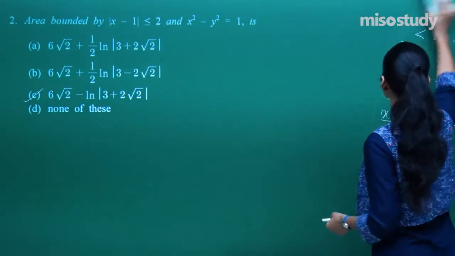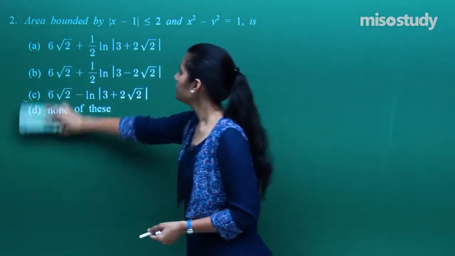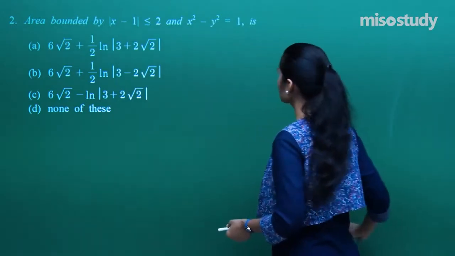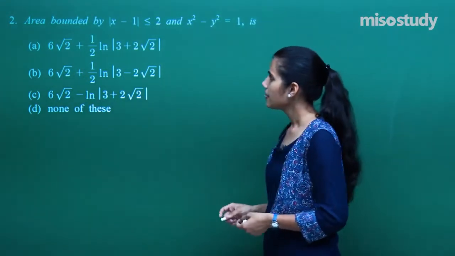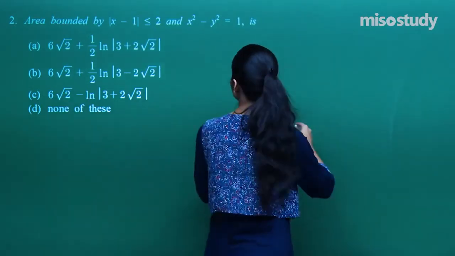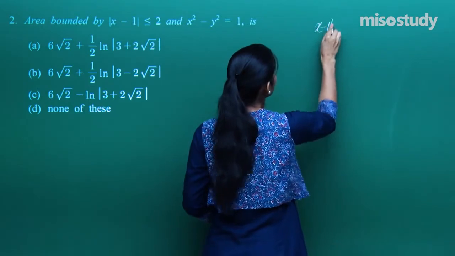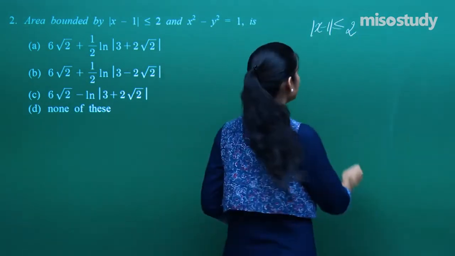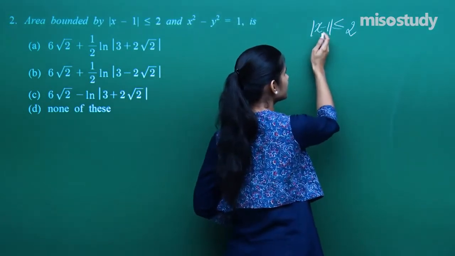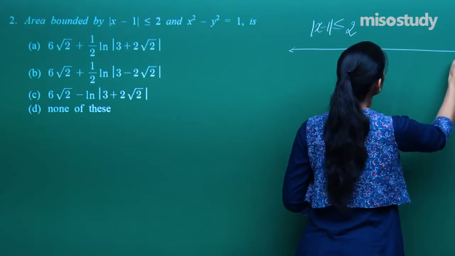It is talking about the area bounded by mod of x minus 1 less than or equal to 2 and x square minus y square equals 1. Now here, if you try to understand what this is trying to say, basically, if I am saying mod x minus 1 is less than or equal to 2, what is it that I am trying to say? All those numbers whose distance from 1 is less than or equal to 2.